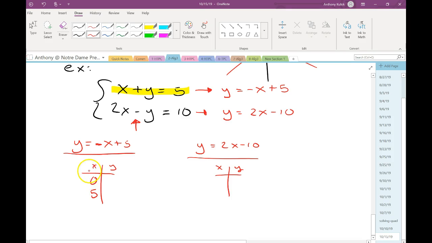So once I've picked my x's, how do I find my y's? Plug those x's back in, right? So when I plug it in, I get 5 and then 0. I'm going to do something similar over here. I'm going to pick 0 and 5. So when I do that, I get -10 and then 0.